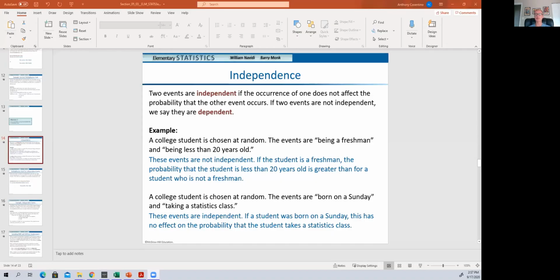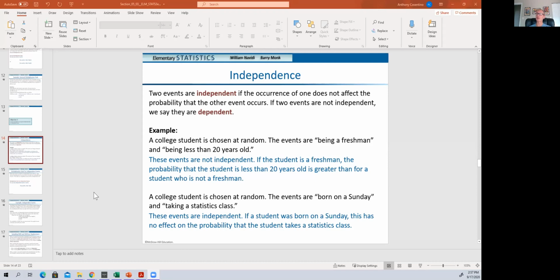Hello, class. This will be a continuation of the probability lectures from section 5.3, conditional and the multiplication rules. And we're going to add a new definition, which is to talk about whether multiple events, specifically two events, are independent or not. The definition is that two events are independent if the occurrence of one doesn't affect the probability of the occurrence of the other. And sometimes these are a little tricky to figure out as well. Hopefully these two are reasonably obvious.